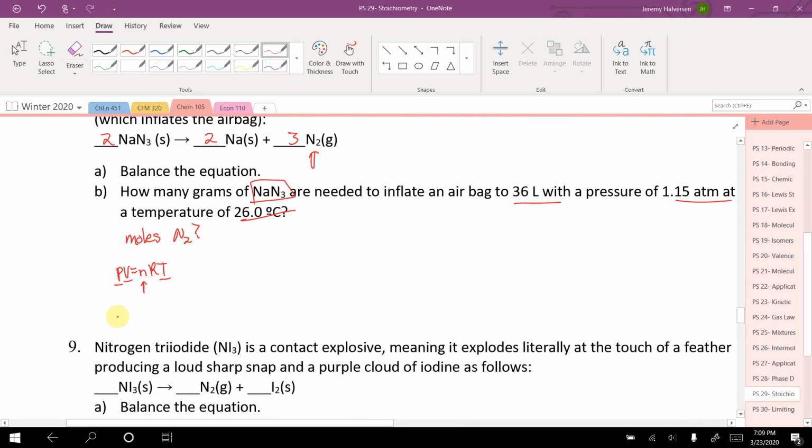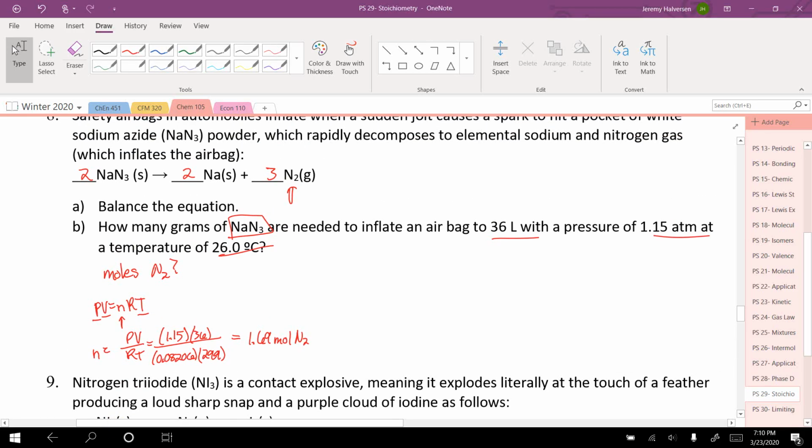So moles is going to equal PV over RT. Pressure is 1.15, volume is 36 liters, 0.08206 is the ideal gas constant, 26 degrees Celsius is going to be 299 Kelvin. So I plug that in, and I get 1.69 moles of N2. That's what's filling the airbag.